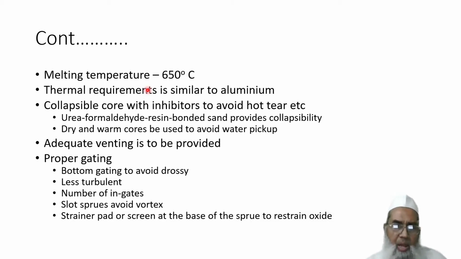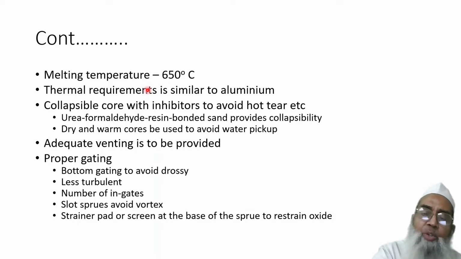in the mold, and a number of ingates, similar to aluminium, will also help avoid the reaction with the moisture content. And slotted type sprues also avoid vortex, and that can be incorporated in the mold. A strainer pad or screen at the base of the sprue can stop the oxide getting into the cavity.